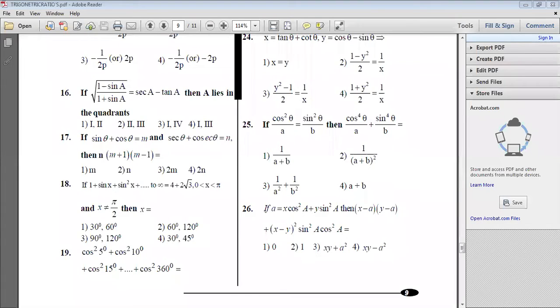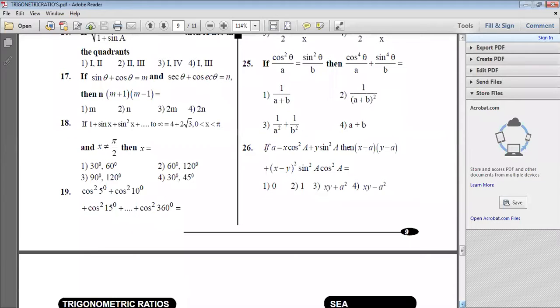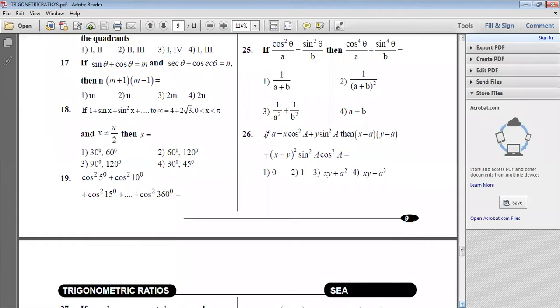Next, look at the next problem, problem 26. Let's observe that a is equal to x cos square a plus y sin square a. Then x minus a into y minus a plus x minus y whole square into sin square a into cos square a, that is 0.